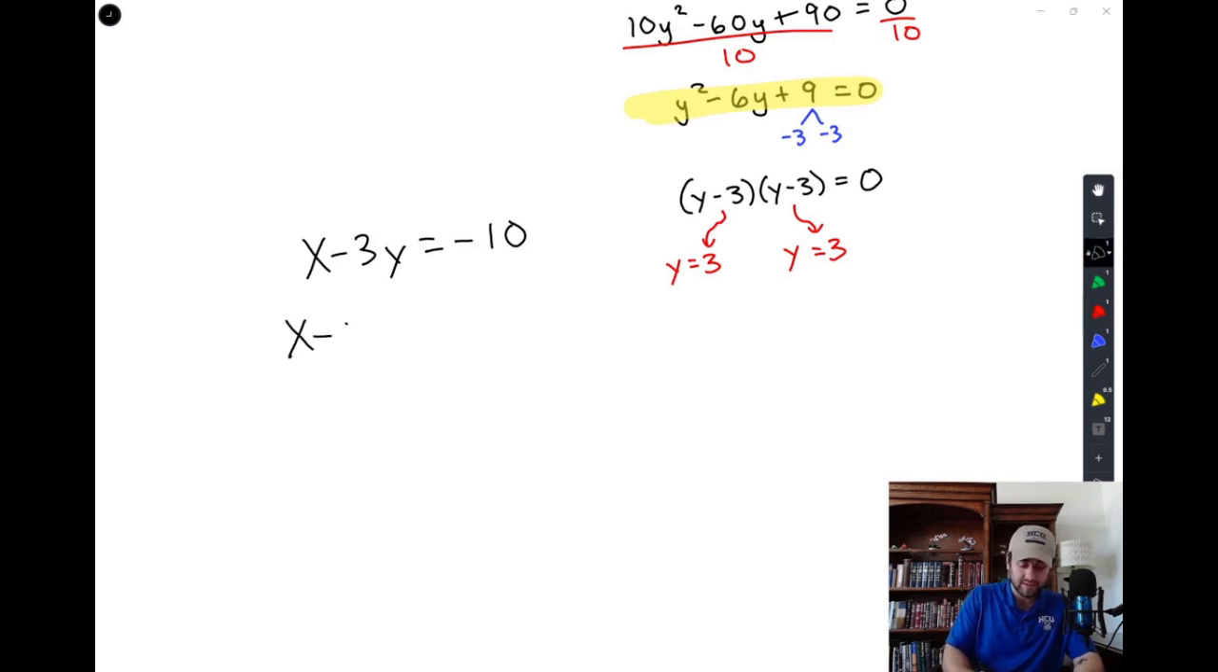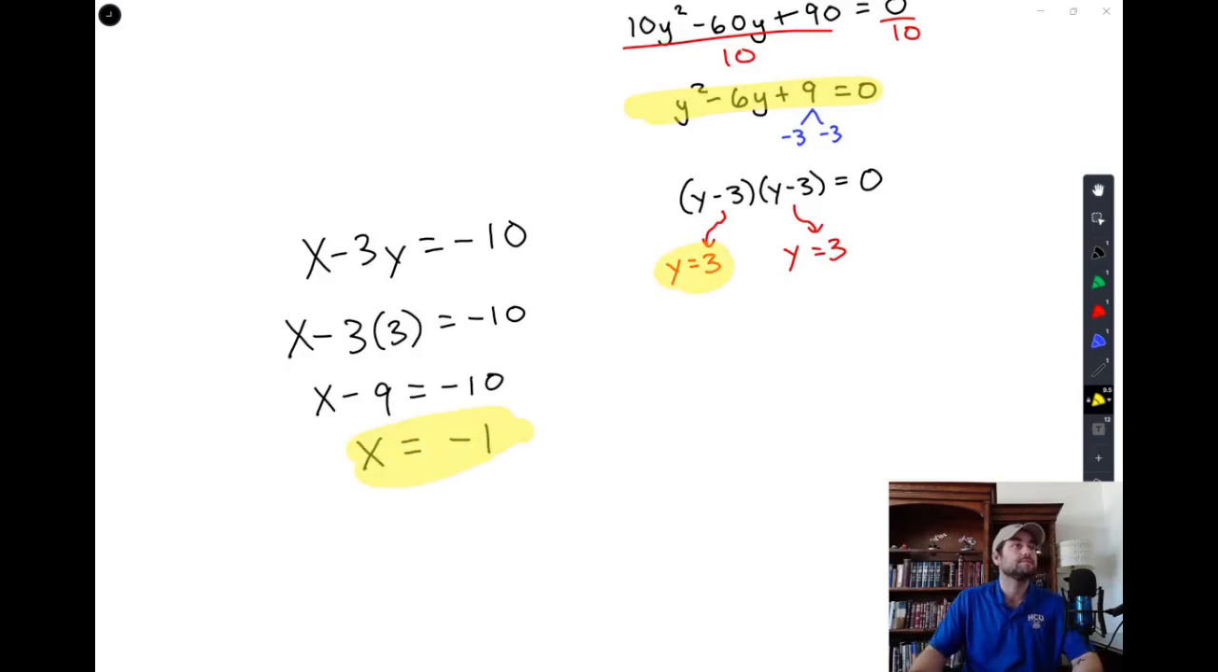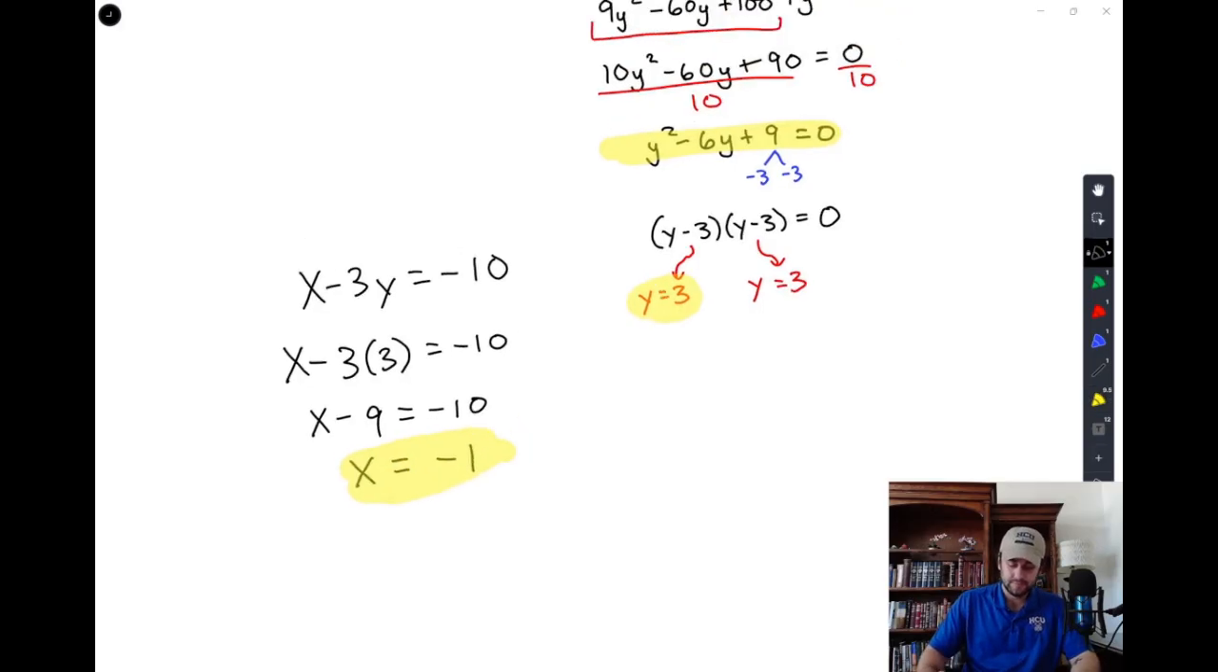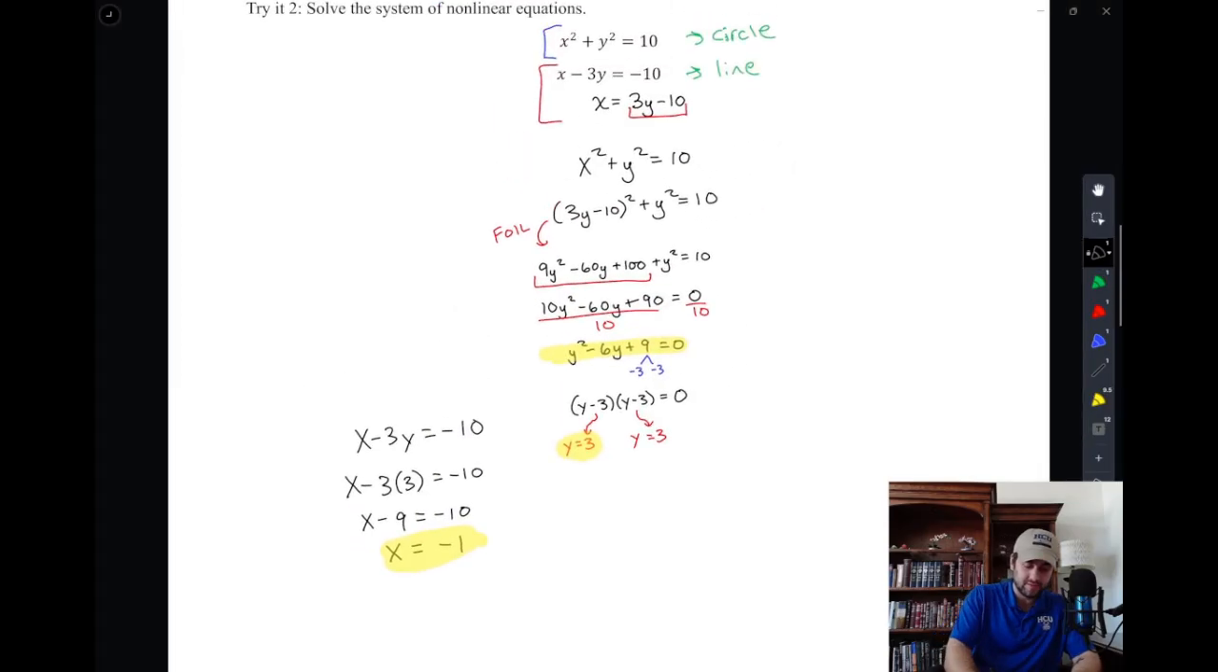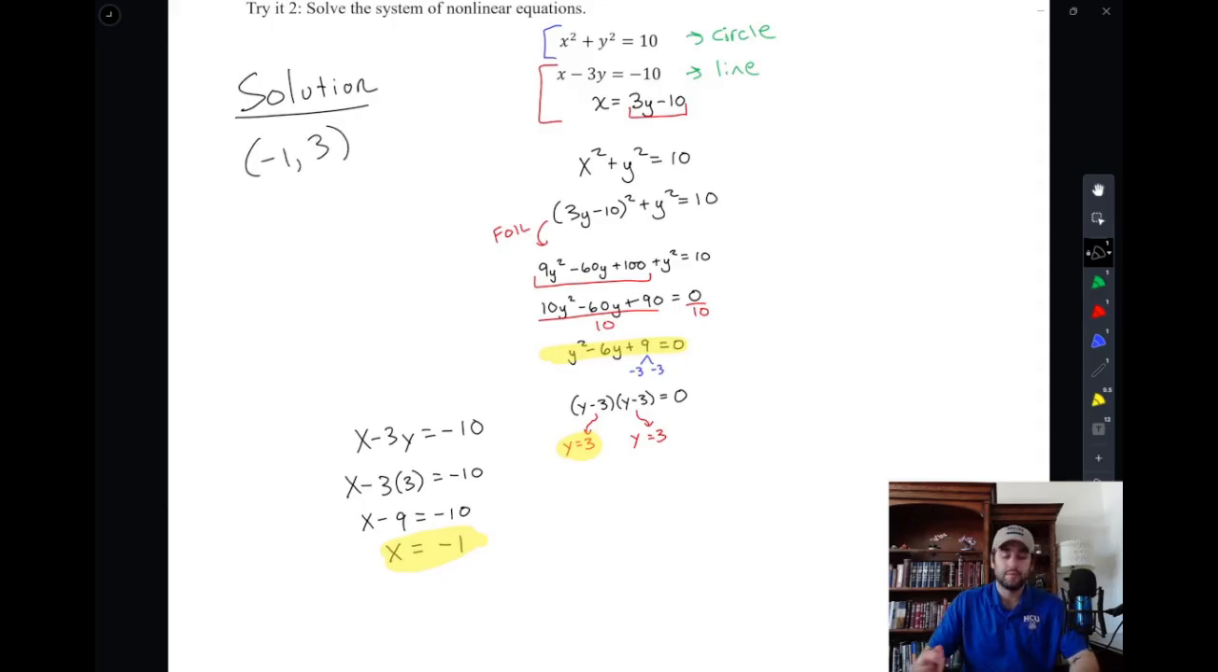So x minus 3 times 3 equals negative 10. x minus 9 equals negative 10. If you add 9 to both sides, you get x equals negative 1. And so we have solutions. Our point where these two graphs intersect is negative 1, 3.